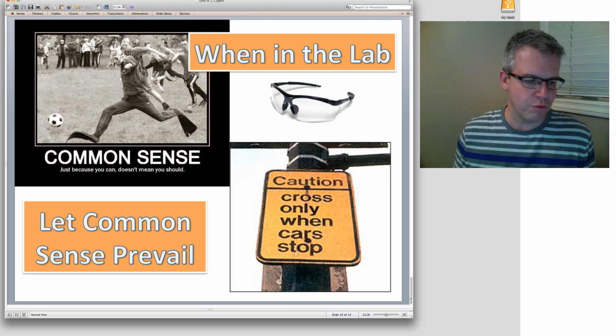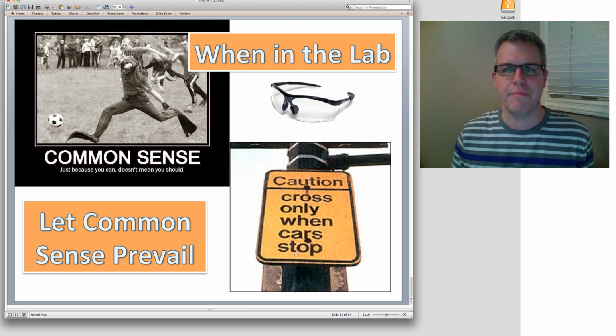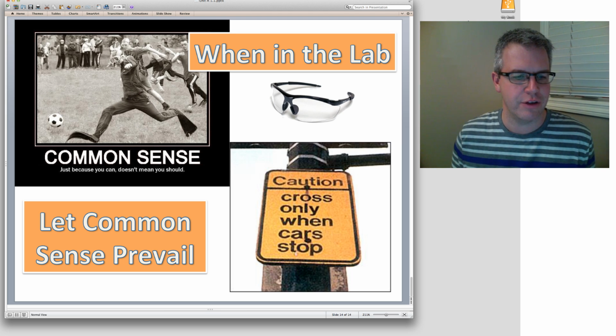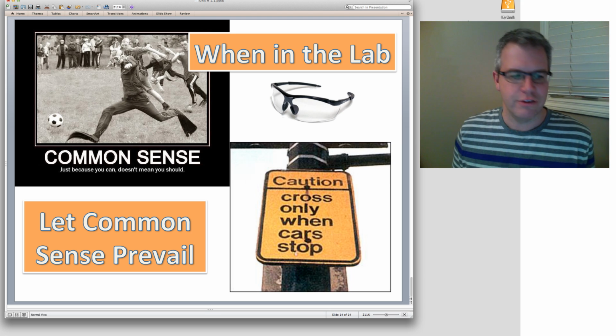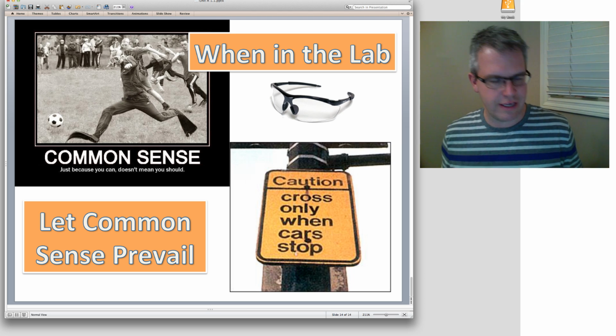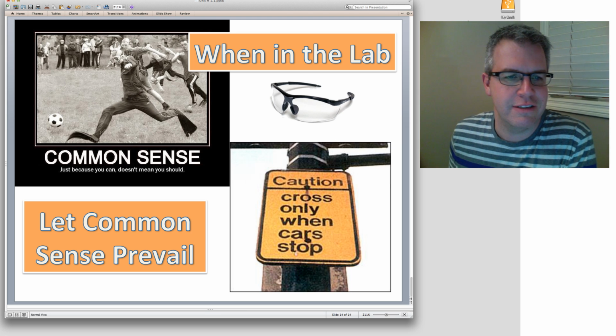So there's a number of rules. Again, common sense prevails. Wear your safety glasses, tie your hair back, wear your lab coat, and follow the instructions to the lab. Don't do things that you're not supposed to do. Everybody's going to have a good time. There's a lot of fun things that we can do in the lab and interesting things that we can do in the lab. So that's it for our safety in science video.